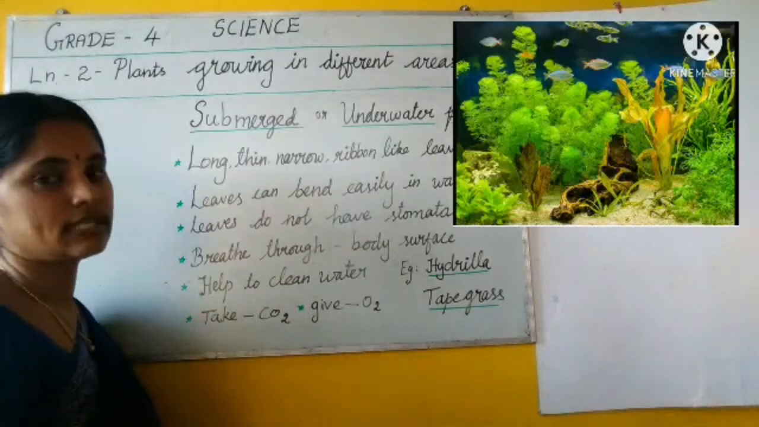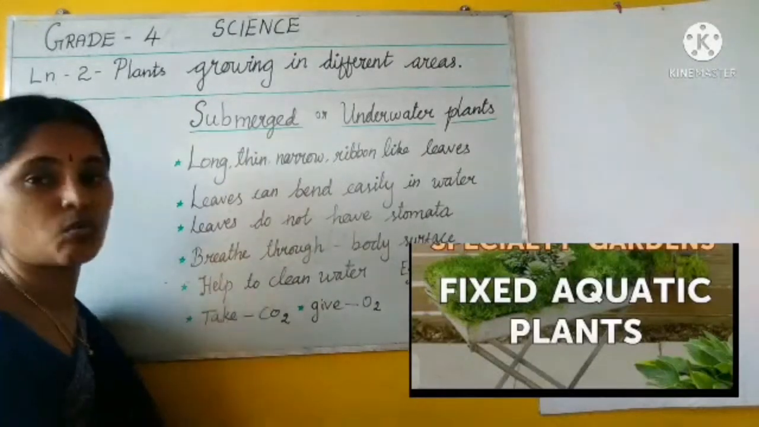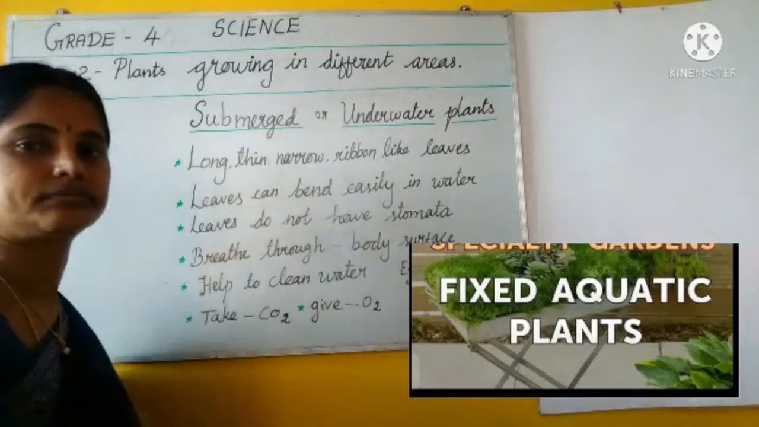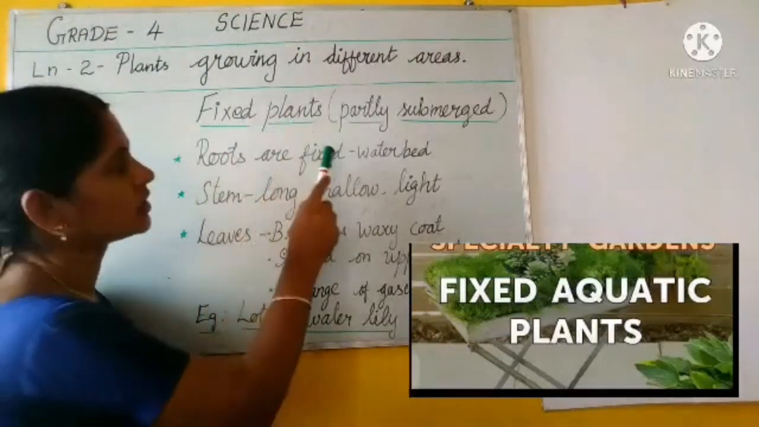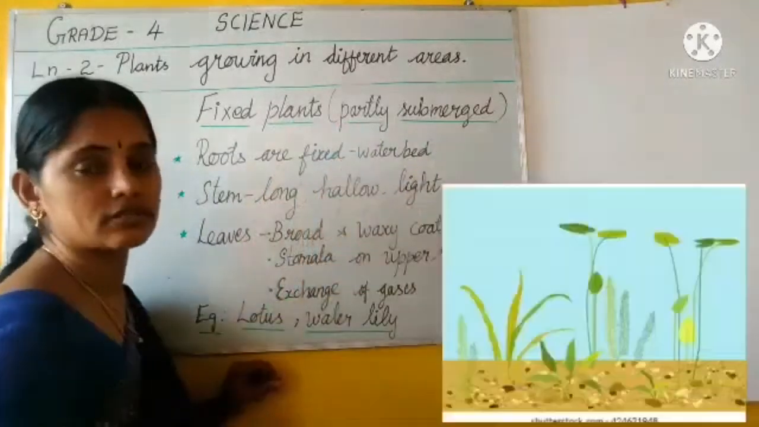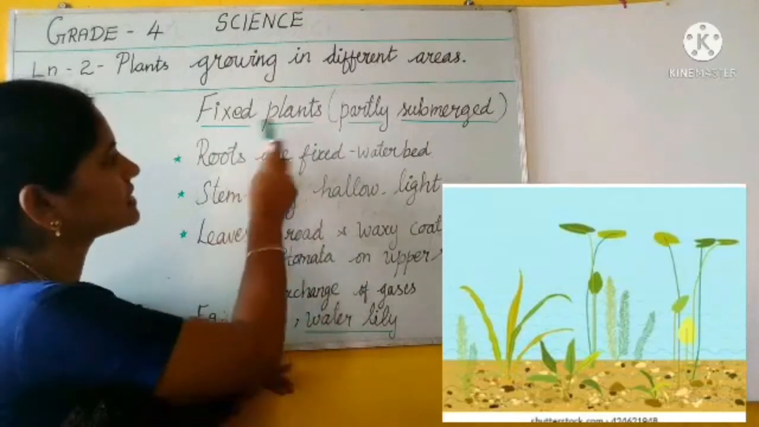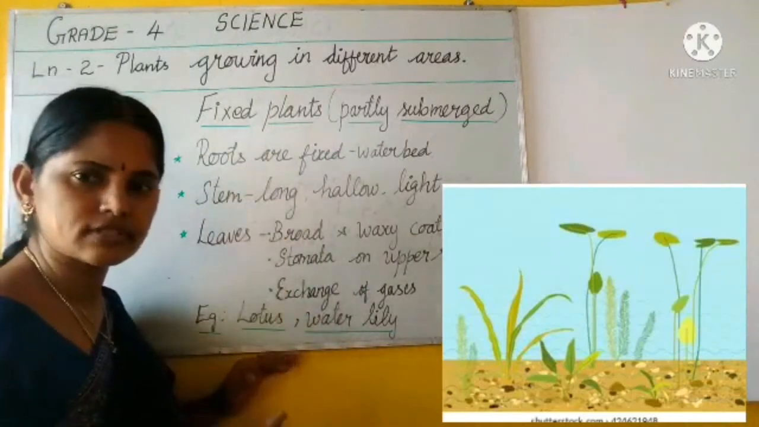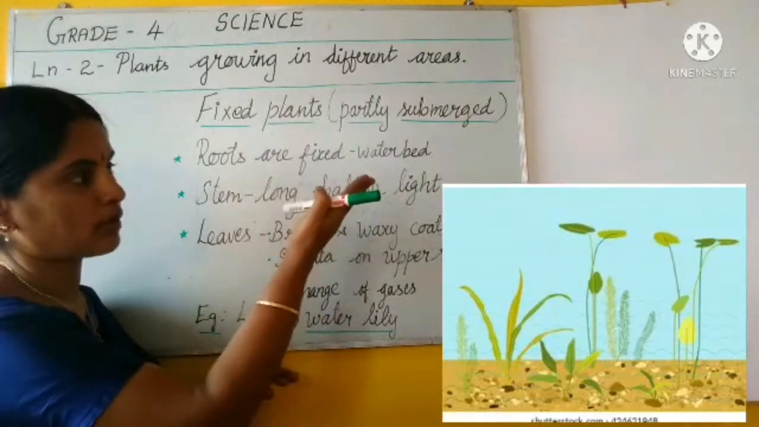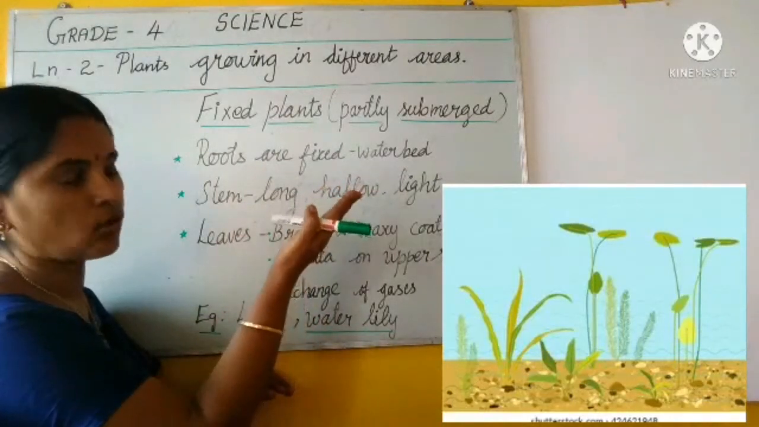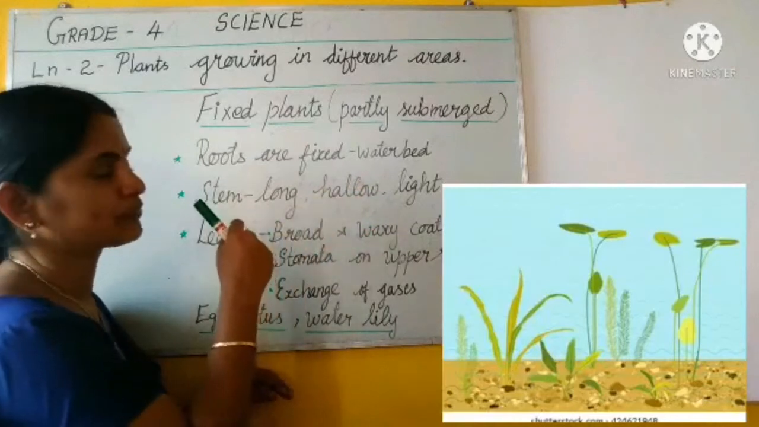Okay, now we'll see fixed plants. Fixed water plants. See, partially submerged. They are a little submerged in water and floating on top. So where are fixed plants fixed? They are fixed in the soil. Look at that small pond. Lily, lotus and all are there, no? They are called fixed plants.